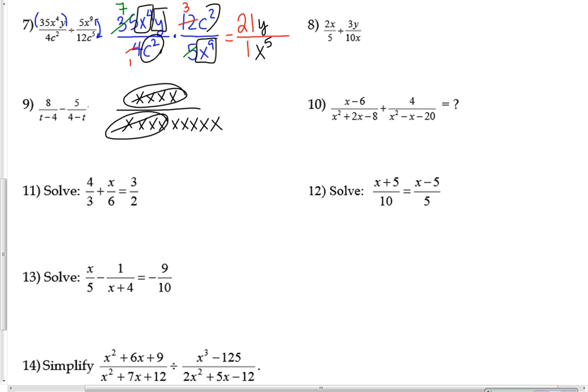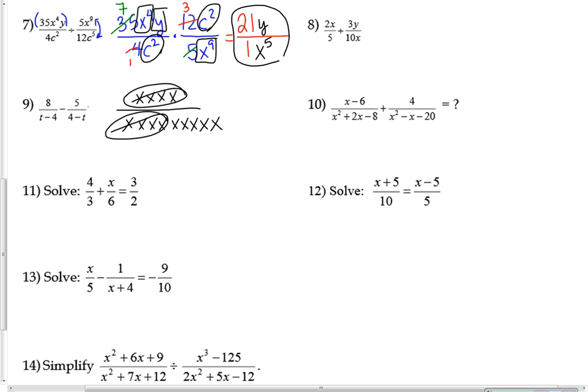Then I have c squared on both the top and the bottom, so that's going to reduce to 1, and my final answer will be 21y over x to the 5th. I doubt they'd leave the 1 there if they were writing this in a multiple choice test. All right, moving on to number 8, an addition problem.